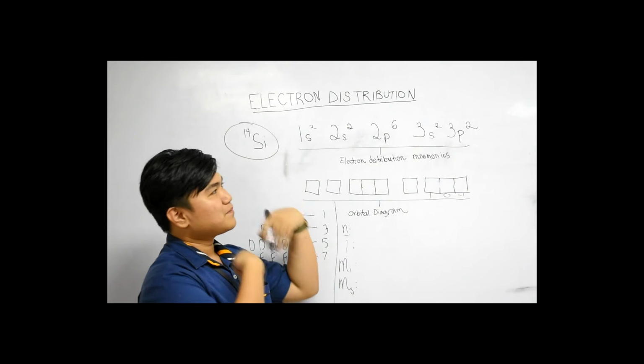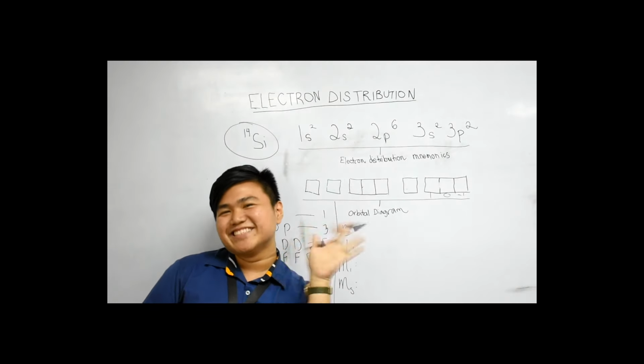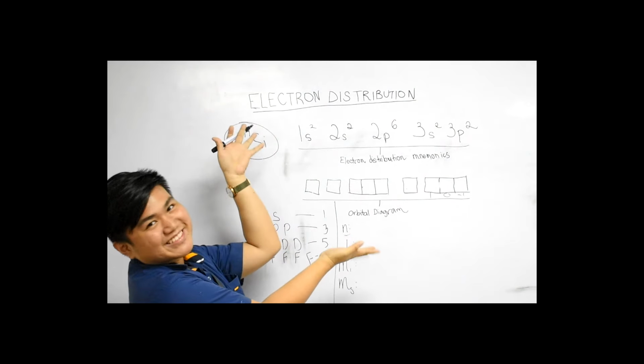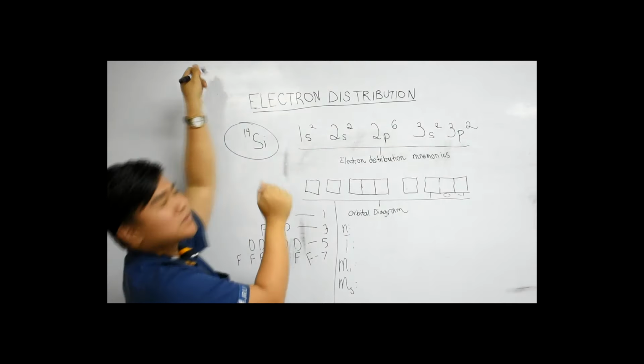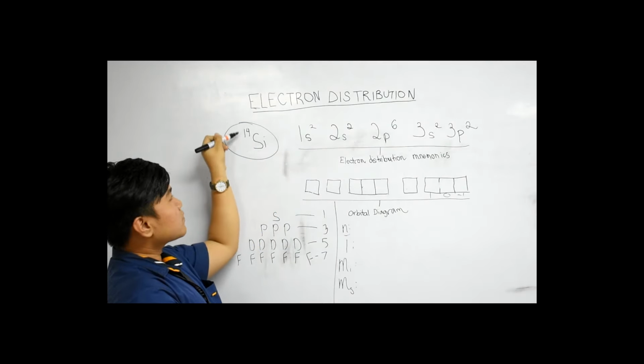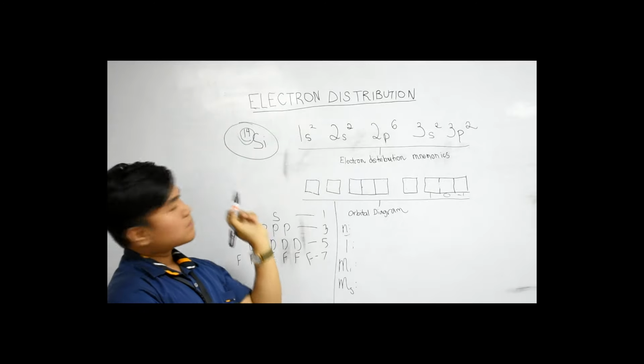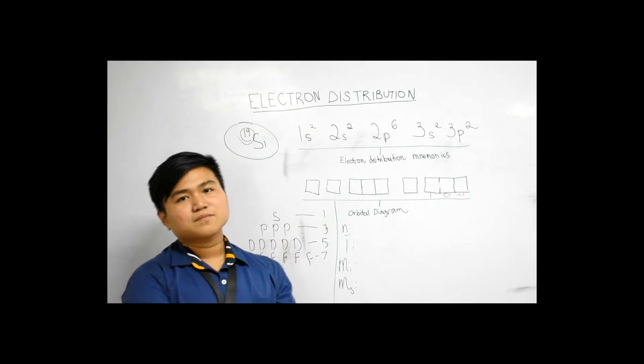Hello, I am going to show you how to do electron configuration. Electron configuration is the distribution of electrons of an atom or molecule in atomic or molecular orbitals. So here we have an example of an element called silicon with the atomic number of 14, and we are going to configure it by using the SPDF method.